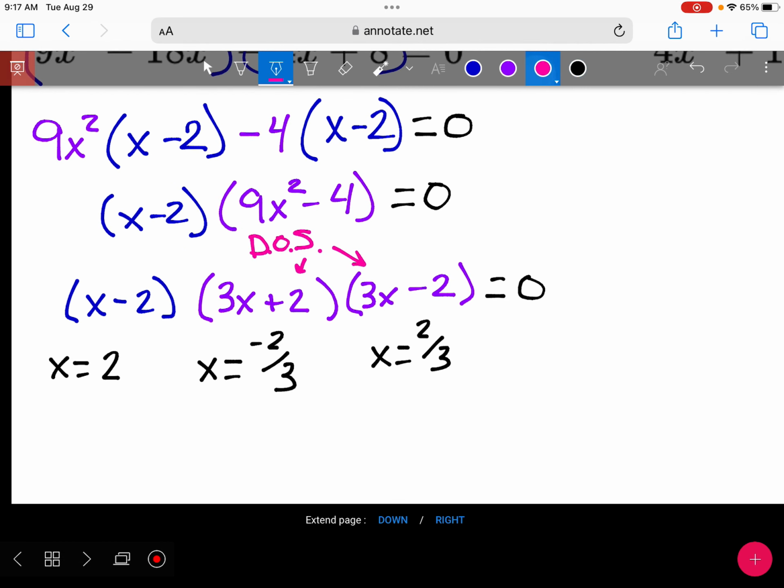The way we found that is we take each of our terms. 3x plus 2 equals 0. Solve for x. 3x minus 2 equals 0. That's how we found those.